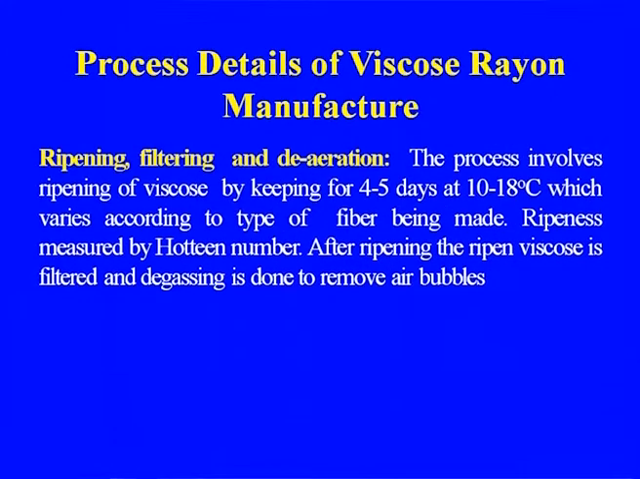Then the next step in the case of viscose rayon is the ripening, filtering and de-aeration. The process involves ripening of the viscose by keeping it for 4 to 5 days at low temperature, and that is also one of the important requirements in the case of viscose manufacture. By keeping it, various types of fibers are made, with roughness measured by the Hottenroth number, which is one of the roughness numbers. After ripening, the ripened viscose is filtered and degassed. Degassing is another step to remove the air bubbles which are there.